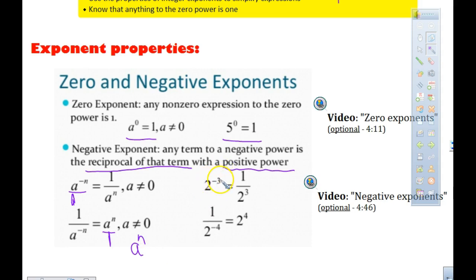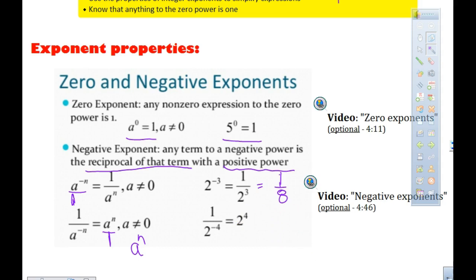What does that mean when we actually have an exponent? 2 to the negative 3 is 1 over 2 to the third. And at this point, if I asked you to leave it as a power, you could. But now you might go, oh, 2 to the third, that is 2 times 2 times 2, which is 8. Here, 1 over 2 to the negative 4 is 2 to the 4th.